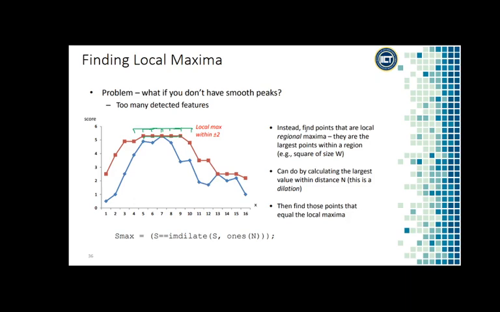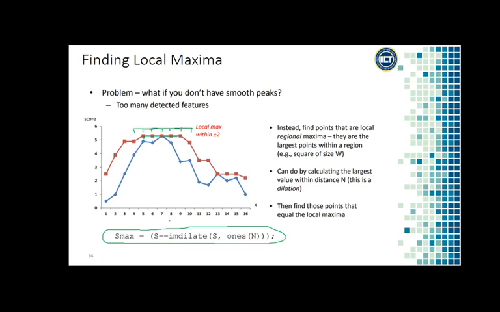So instead of finding points that are local maxima, what we can do is find the largest point within a region. We use a kind of window, a kind of threshold. And we can do it by calculating the largest value within the distance n. It refers to the dilation process. And this is the command which we can apply in MATLAB to perform this kind of dilation operation. What it does is find those points that are equal to the local maximum.